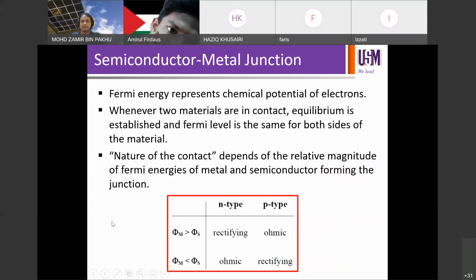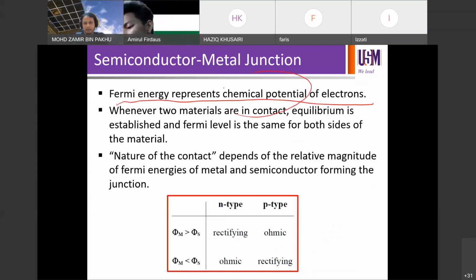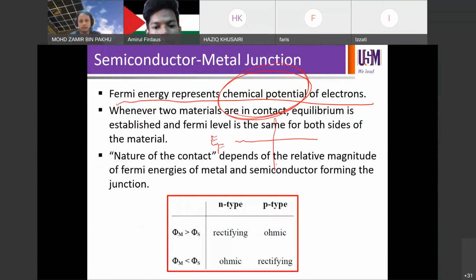So Fermi energy represents the chemical potential of electrons. Remember last time when we talked about Fermi energy, we talked about this definition as well. It is a chemical potential of electrons. Whenever we have two materials in contact to form a junction, equilibrium is achieved, and the Fermi level is the same throughout the device. Remember we talked about the alignment of the EF throughout the device. The moment you have the thermal equilibrium condition, P and N, we have a single Fermi level.